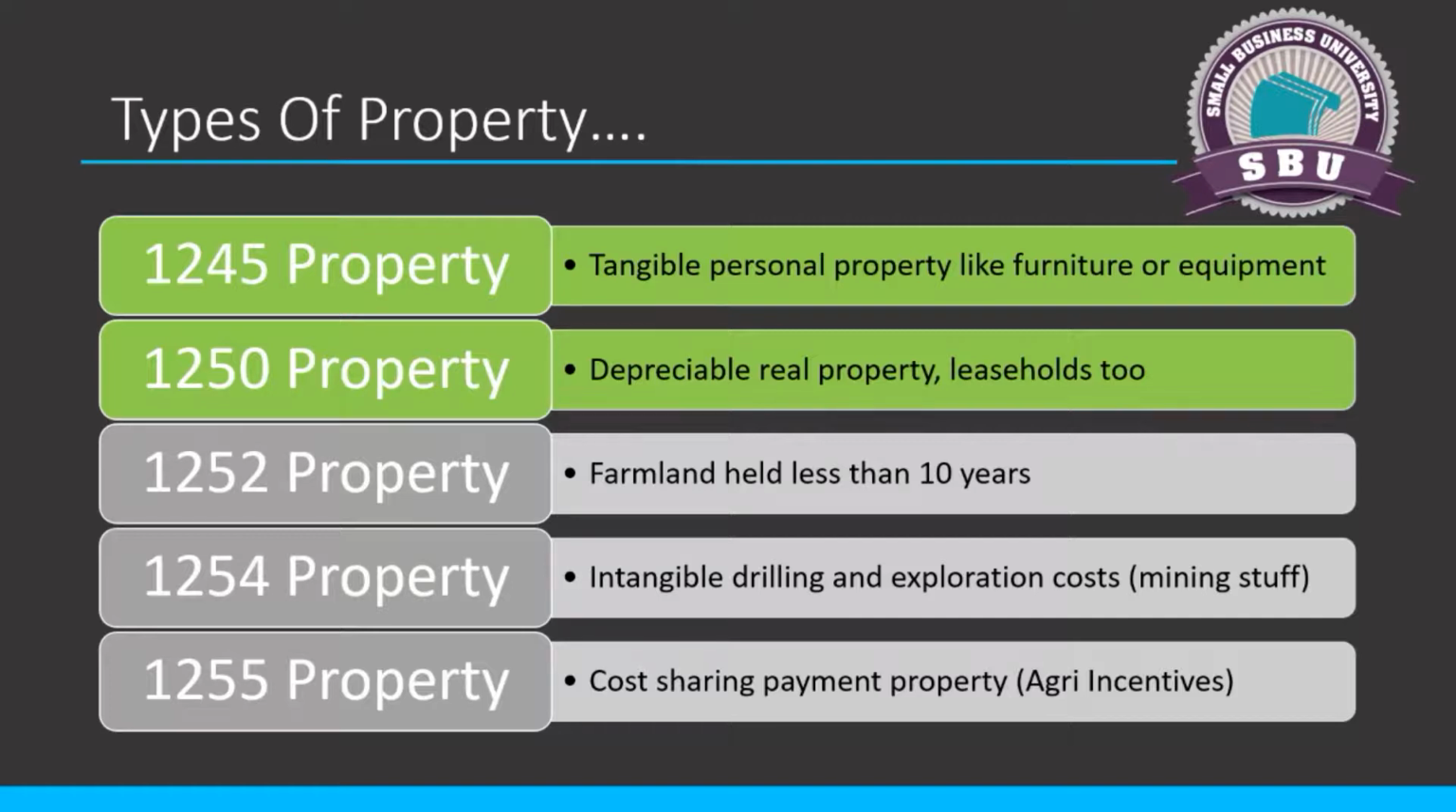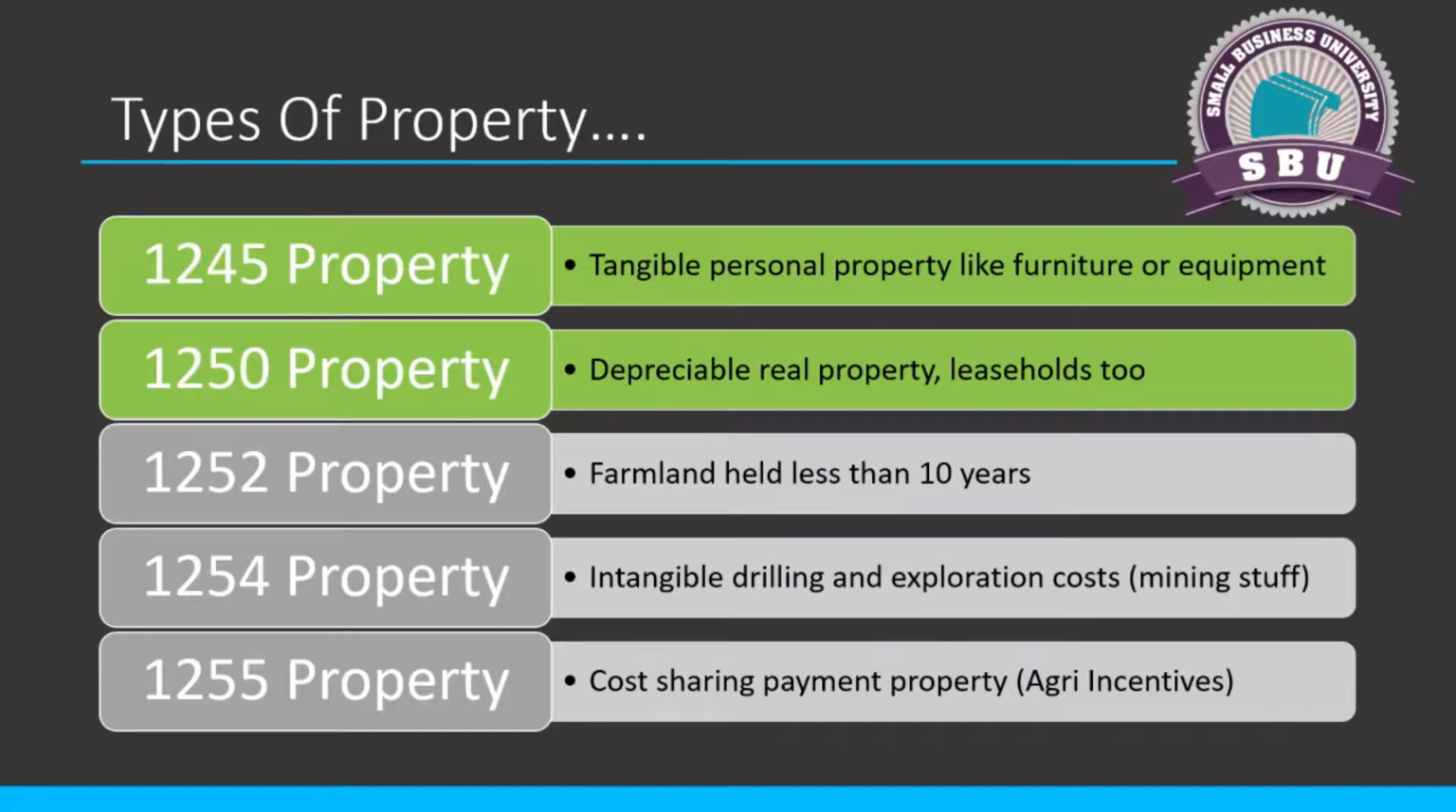1254 property is drilling costs that get capitalized. Some states have more of this than others, right? If you live in a state where there are a lot of people drilling, you may know what 1254 property is. It is the exploration costs and how you recoup those costs in a sale, because you have to capitalize what you're spending as you're drilling wells, that kind of thing.